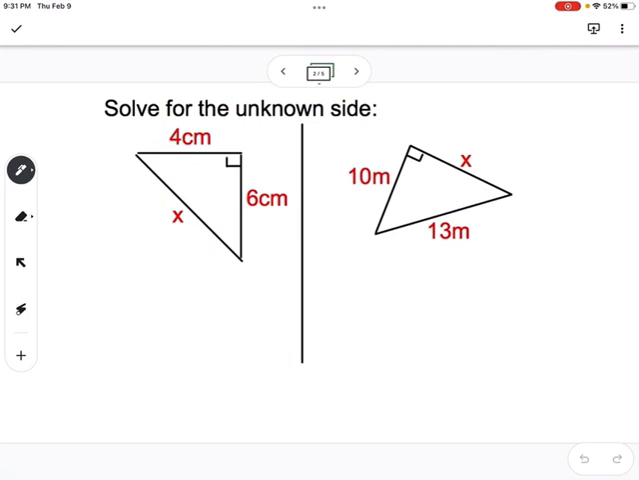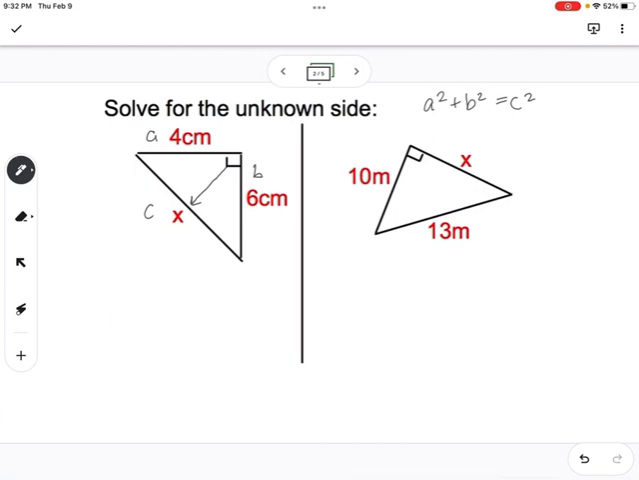Okay, so solve for the unknown side. So looking here, we know two sides of the right angle triangle. We do not know this third side. So we want to determine what that third side is. We want to label our A, B, and C. So the A squared plus B squared equals C squared. Across from our 90 is our hypotenuse, which is our C value. And our other two we can label A and B. Okay, so we're solving for our hypotenuse.